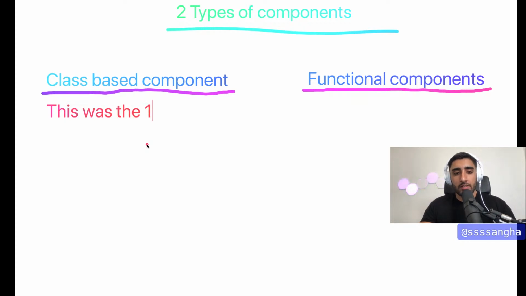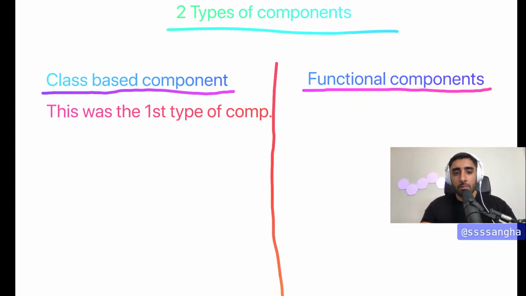The main one is that this was the first type of component. So I'm going to write, this was the first type of component. This one was around for longer, so I'm going to draw a line between them. What does that mean? It means that class-based components are the ones you're most likely going to run into when you're in a production environment. That's a very, very important point.